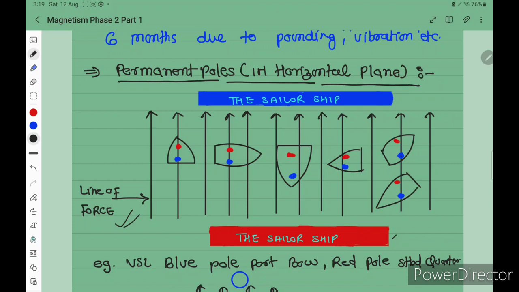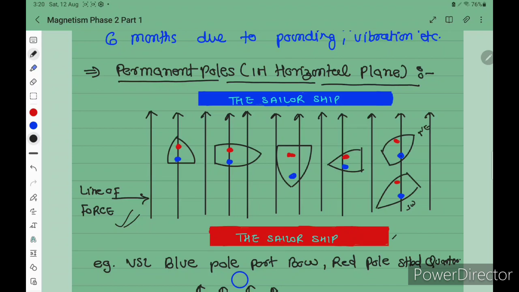Okay, so if the blue pole is on your bow and the red is on the stern, that means the vessel was constructed heading south. And if it is port side blue, starboard side red, that means it is a westerly direction. And if it is starboard quarter blue and the port bow is red, that means it is a northeasterly heading. And if it is port bow blue and starboard quarter red, that means it is a southwesterly heading.